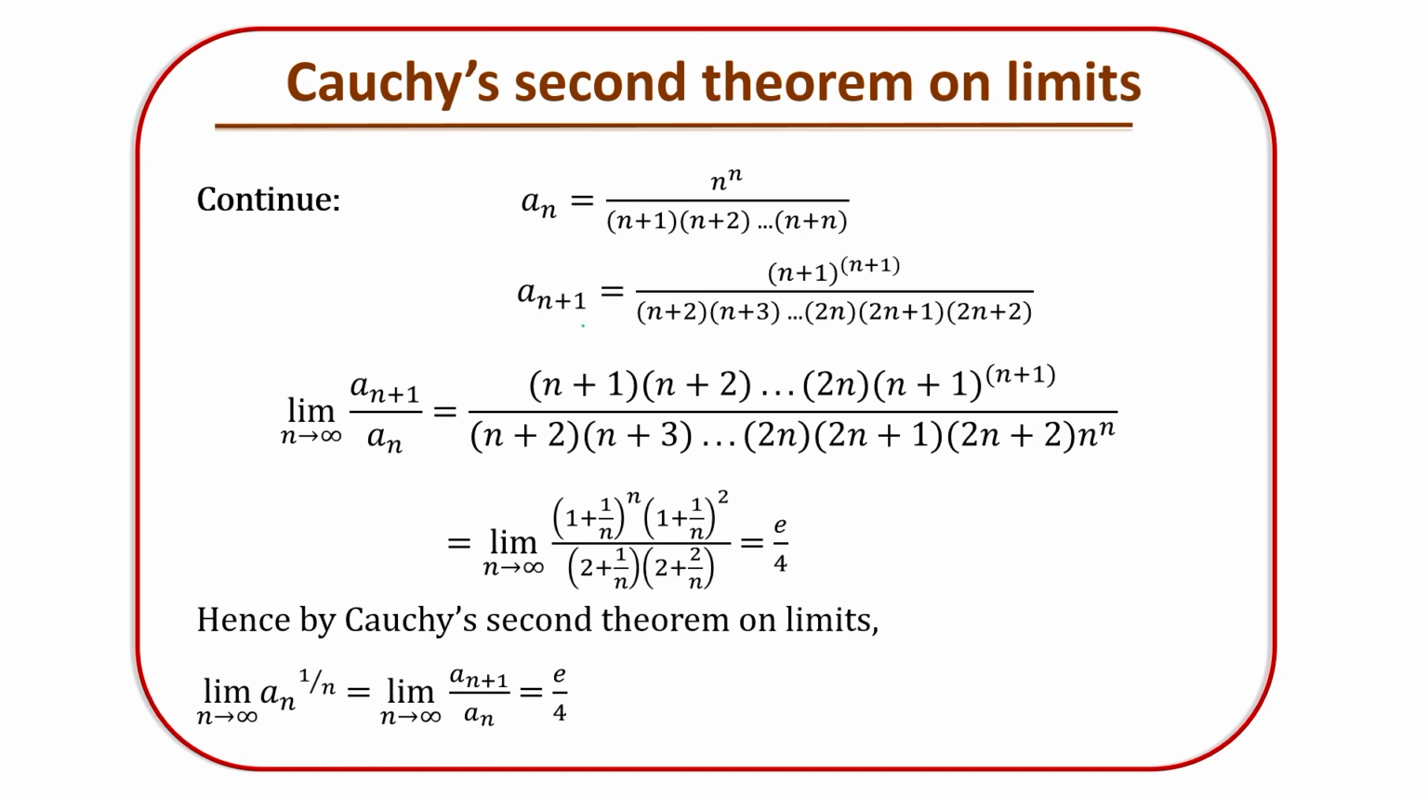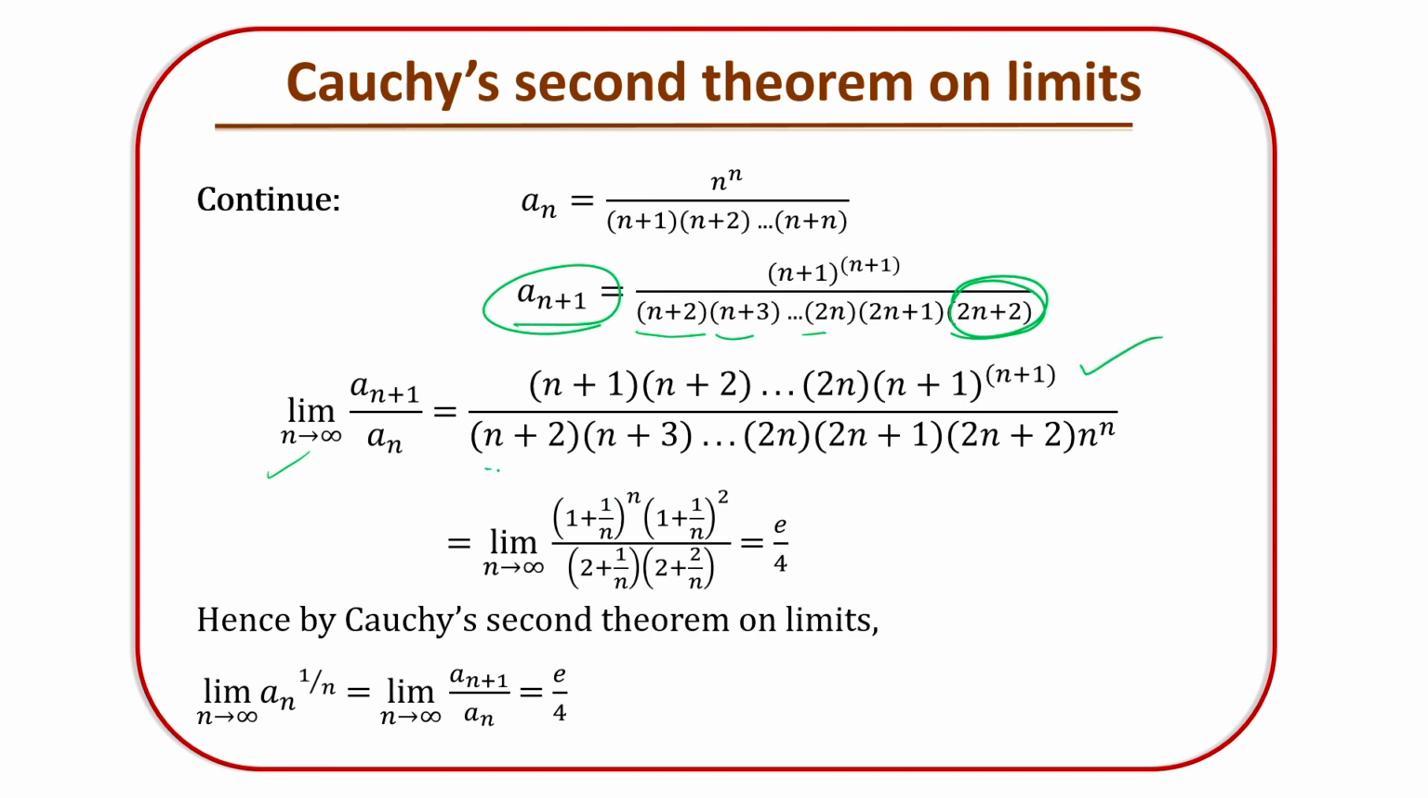So here it is. a_(n+1) is nothing but the denominator starting with n plus 2, n plus 3, and ending at 2n plus 2, with (n+1)^(n+1) in the numerator, right? So the limit of a_(n+1) divided by a_n as n tends to infinity will be (n+1)^(n+1)... the product from n plus 1, n plus 2 till 2n plus 1, right?